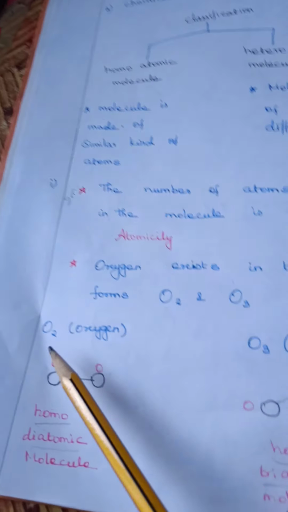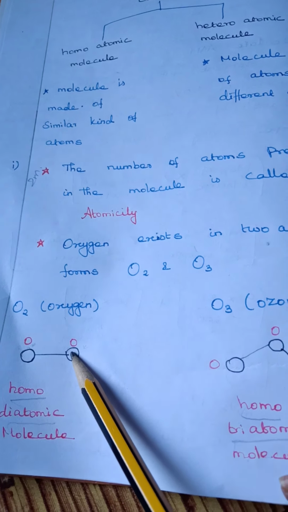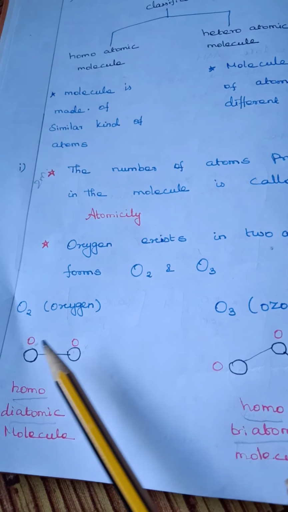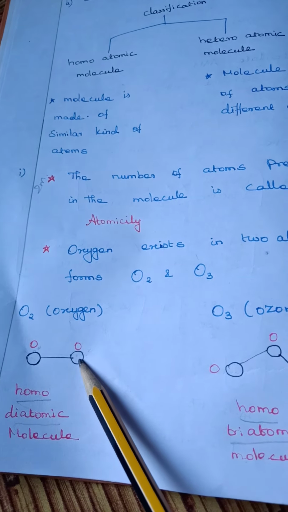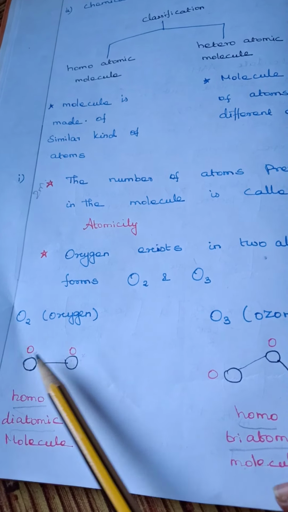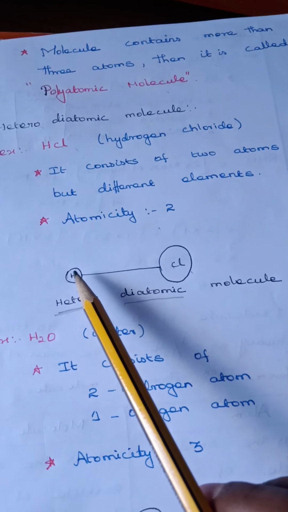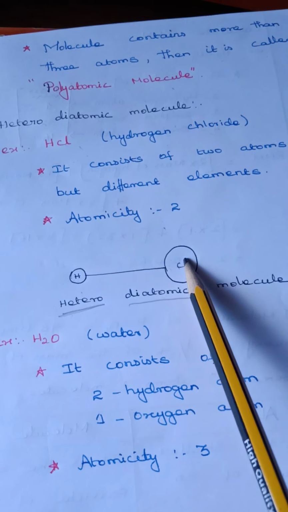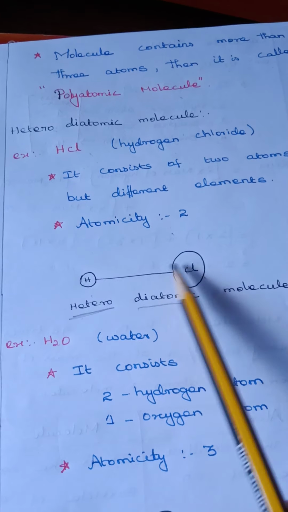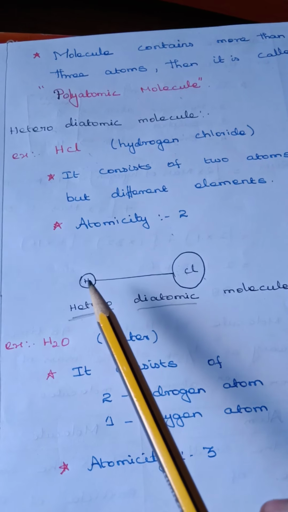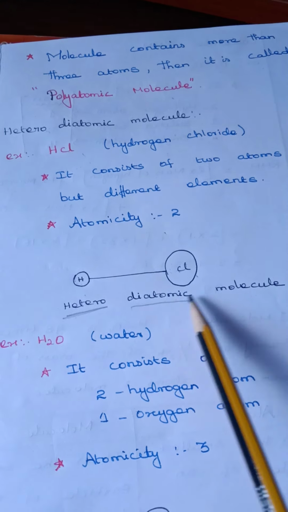Here the 2 atoms are the same, OO, so you call it homo. 2 atoms present here, so diatomic. Here the 2 atoms are different, so you call it hetero. 2 atoms present, so diatomic molecules.